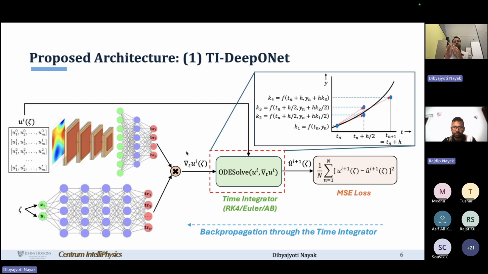So the main idea is to parameterize the right-hand side completely through the neural operator. And that's why you have the spatial coordinates sitting here in the trunk network. I think that was probably what Rajat was trying to ask.